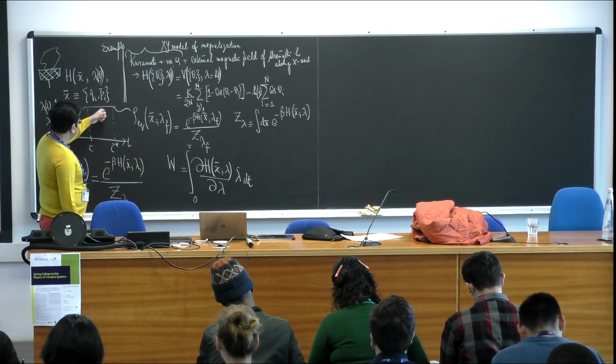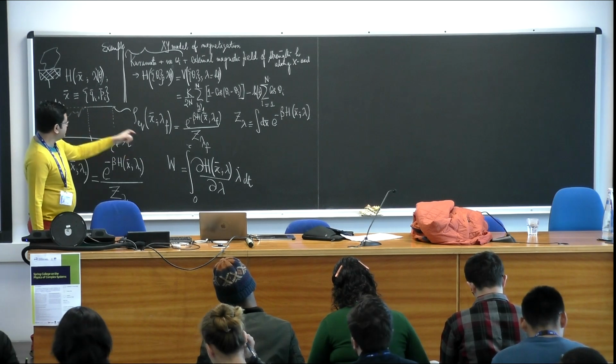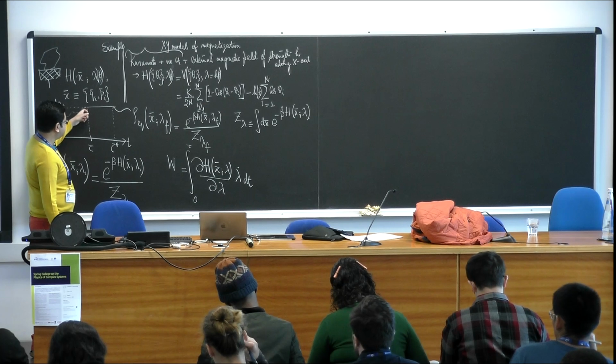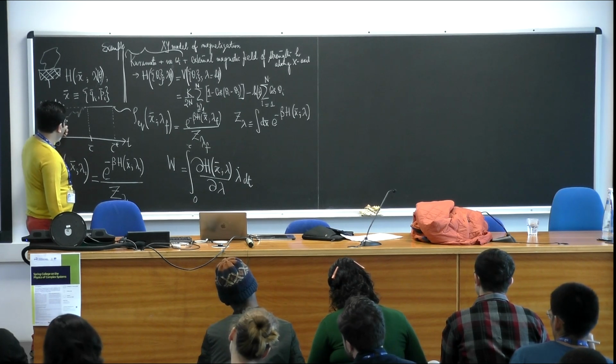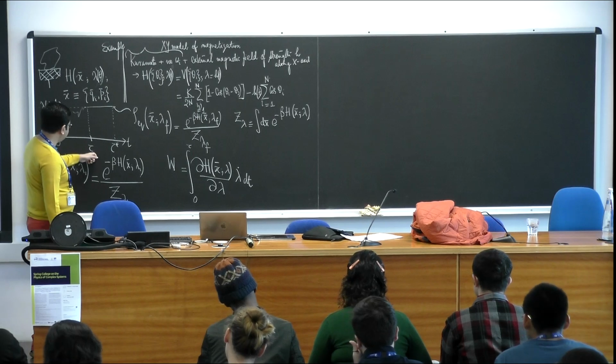No work is done in this part of the protocol because here lambda is not changing, so lambda dot is 0 here. No contribution comes from this part of the protocol. All the contribution that you get is from time 0 to time tau.